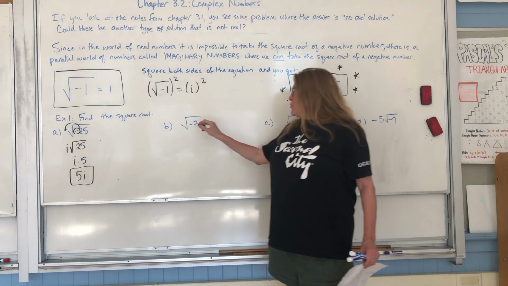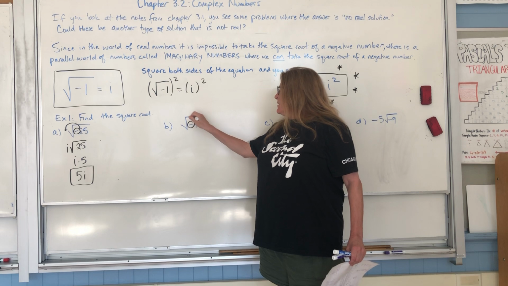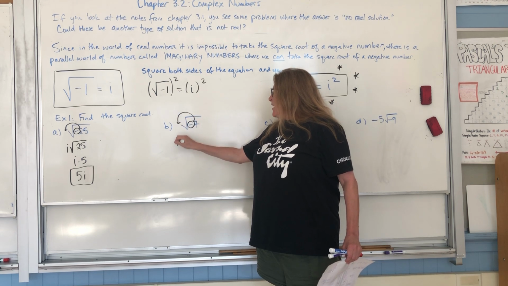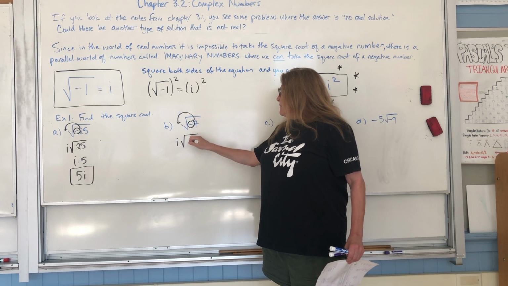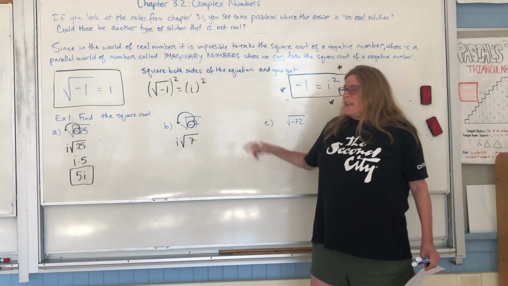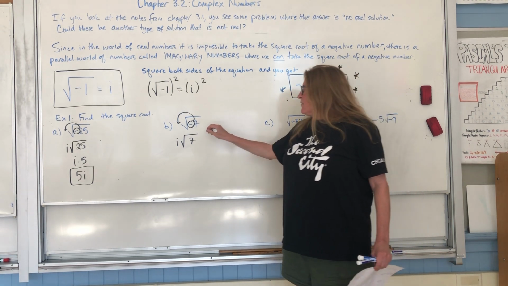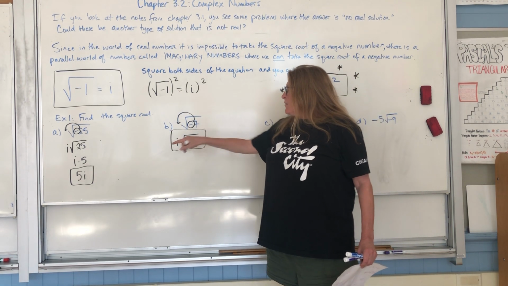Okay guys, what if I have the square root of -7? Well, again, I'm going to take an i. And the square root of 7, I can't simplify that, right? It's not a perfect square like the square root of 25.